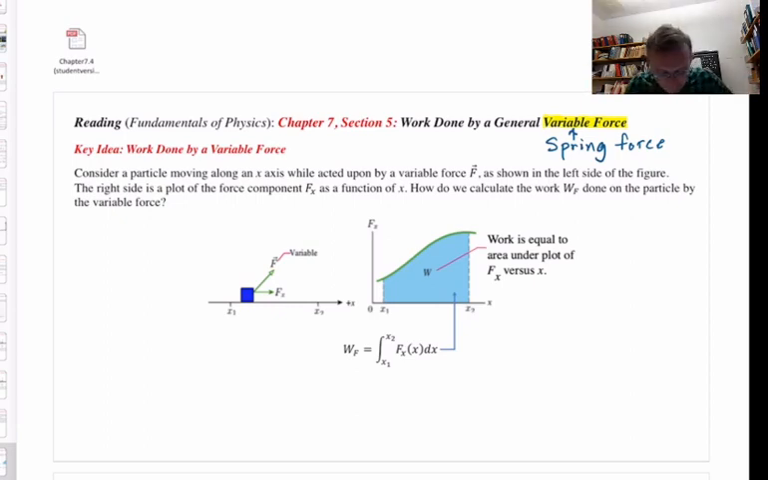Okay? All right. So how do we go about doing that? Calculating the work done by a variable force. Well, we're going to limit ourselves to a particle moving along one axis. Normally it'll be x, but it could be y or even z, but just one axis at a time. And it's acted upon by a variable force F. And so we have a picture down here below.